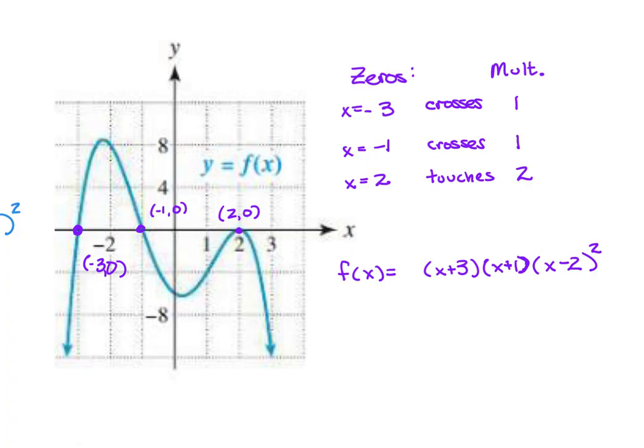All right, the last thing that we want to do is check our leading coefficient. Do we have it correct? For this, we're going to look at what we've got here. We have 4 factors total. We have 1, 1, and 2 more. That makes 4 factors, and so we are looking at a degree of 4.